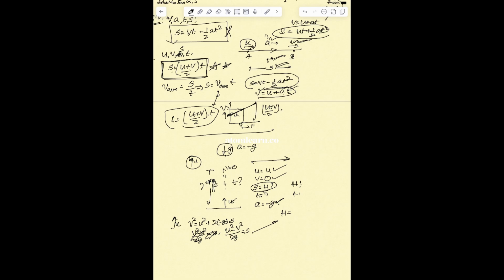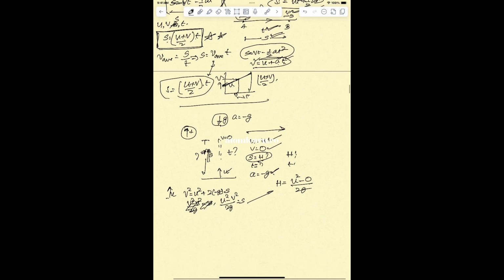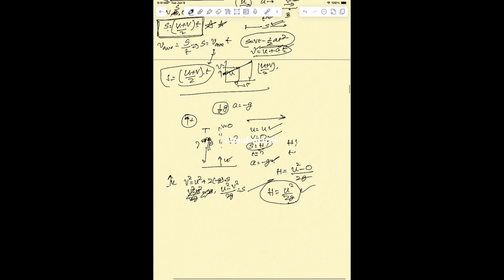Therefore, s equal to h is given by u squared, which is given data, minus v, which is 0, divided by 2g. Or rather, you can have a ready formula that h equal to u squared by 2g for the maximum height reachable. Such ready reckoner formulas can be easily obtained.